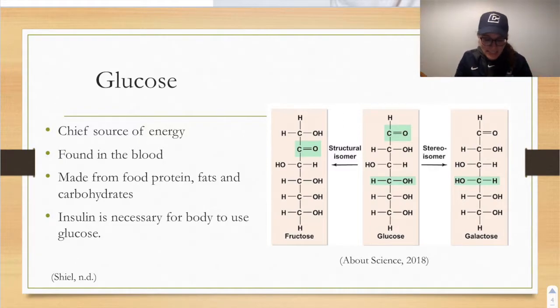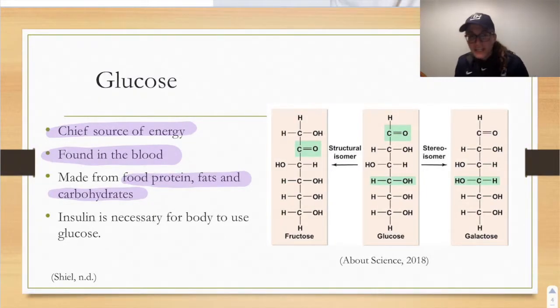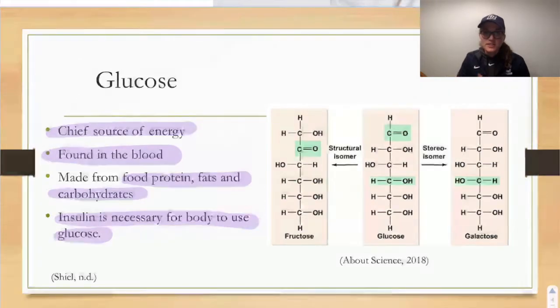Like, what exactly is it? Well, as I mentioned earlier, it is a chief source of energy. It is found in the blood. So once it gets in the blood, it can be distributed to our cells and be used from there. It's made from food proteins, fats, and carbohydrates. And we'll study it more when we talk about insulin and glucagon. But insulin is necessary for the body to use glucose, and glucose is essential with it. So insulin and glucose kind of go hand in hand, and we'll see that in a bit.